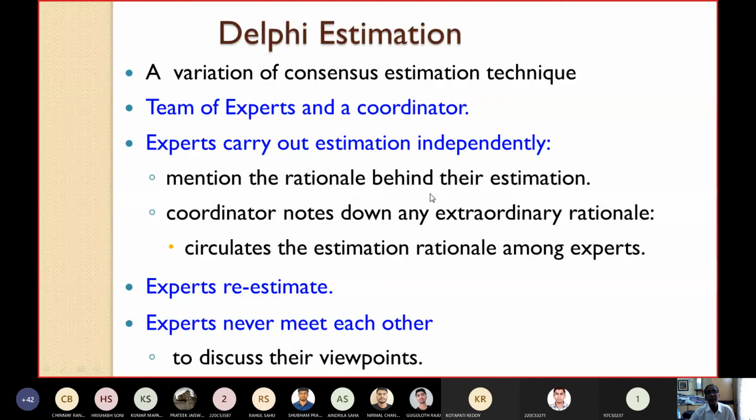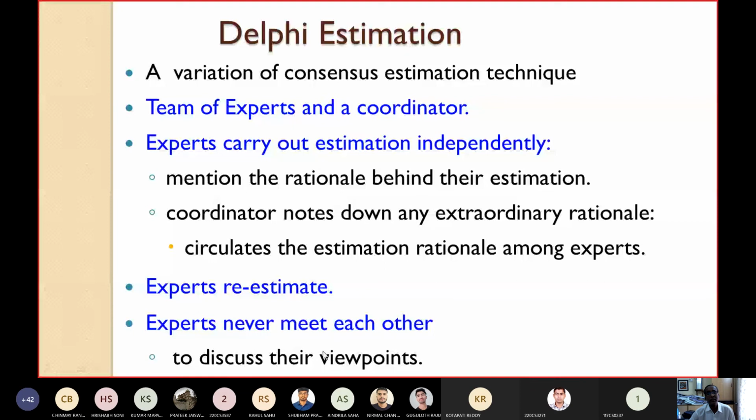Then the coordinator circulates the estimation rationale, collected from each expert, among all the experts. Then the experts can see each other's estimates. They may correct their rationale, thinking, oh, I have made a mistake here. Then they rethink and re-estimate their parameters. Please remember, in the Delphi estimation technique, experts never meet each other to discuss their viewpoints.